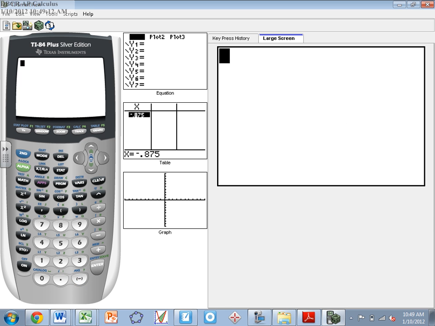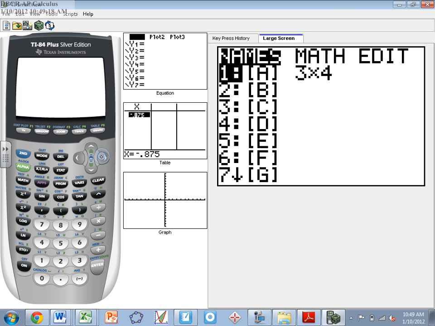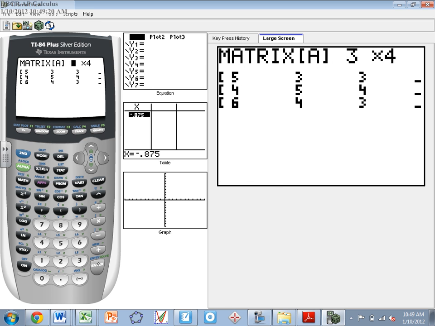Now, let me show you a little trick. Okay, here's a little trick for you. Go back into your matrix, go over to edit, edit matrix A again, hit enter, because the size is good already. Input your matrix. Now, once you input your matrix, quit and wait for me for a second. I'll show you a little trick.